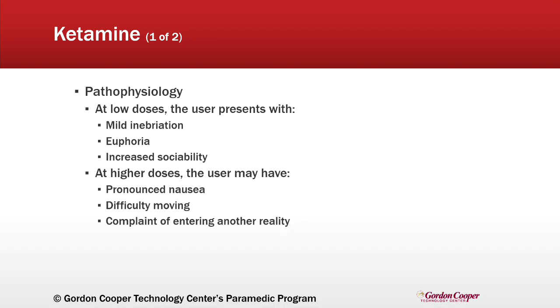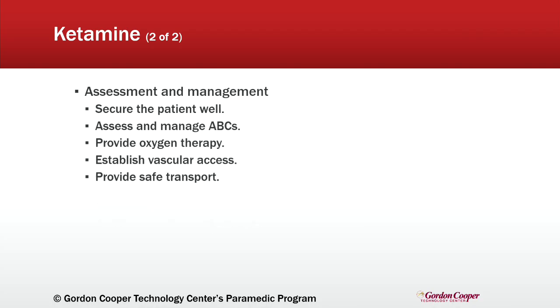Ketamine primarily works by acting on those same NMDA receptors in the brain. It also binds with opioid receptors as well, which contributes to its pain-relieving effects. At low doses, users may feel mildly intoxicated, experience some euphoria, and become more sociable. However, at higher doses, users can experience intense symptoms like nausea, difficulty with movement, and strong hallucinations. Violent behavior is much less common with ketamine than it is with PCP, but it is still possible.